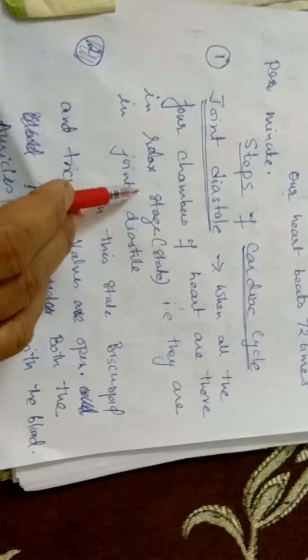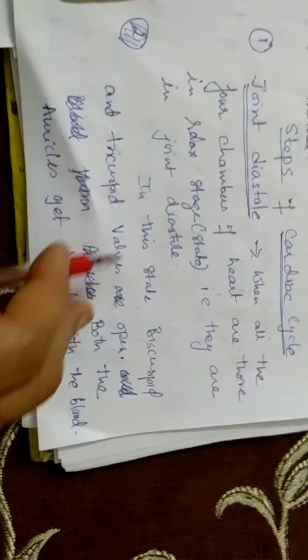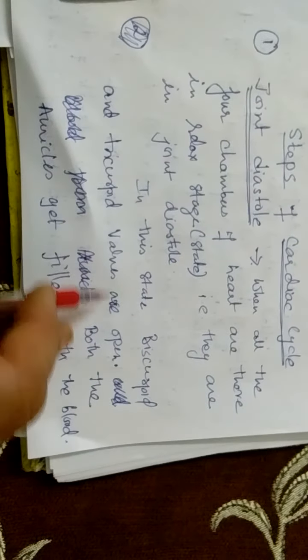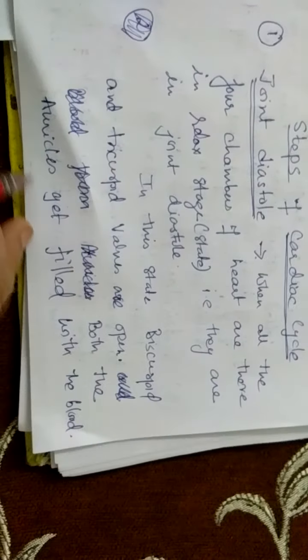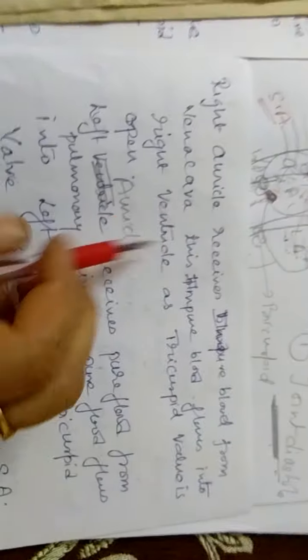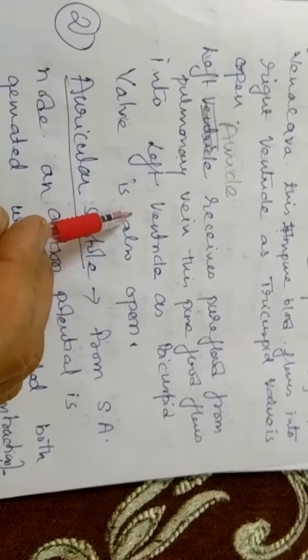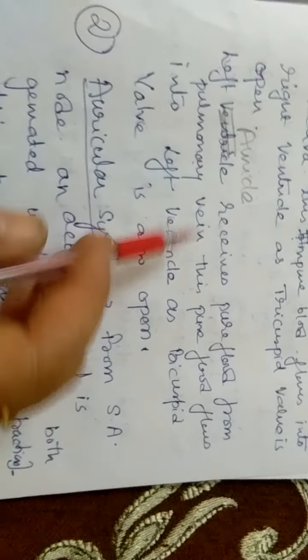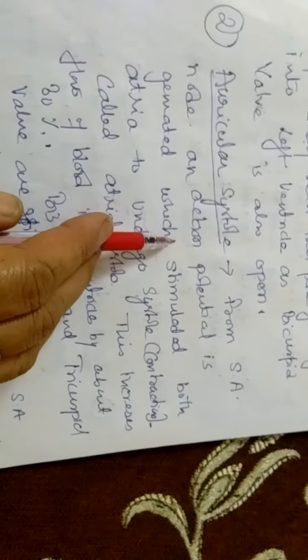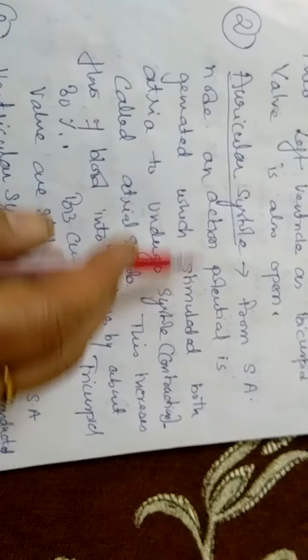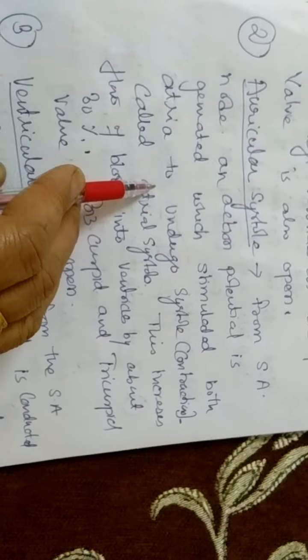Joint diastole is when all four chambers are in the relaxed stage. In this state, the bicuspid and tricuspid valves are open. The auricles get filled with blood: the right auricle is filled with impure blood, and the left auricle with pure blood by the pulmonary vein. Now comes auricular systole, when an action potential is generated from the sinoauricular node.